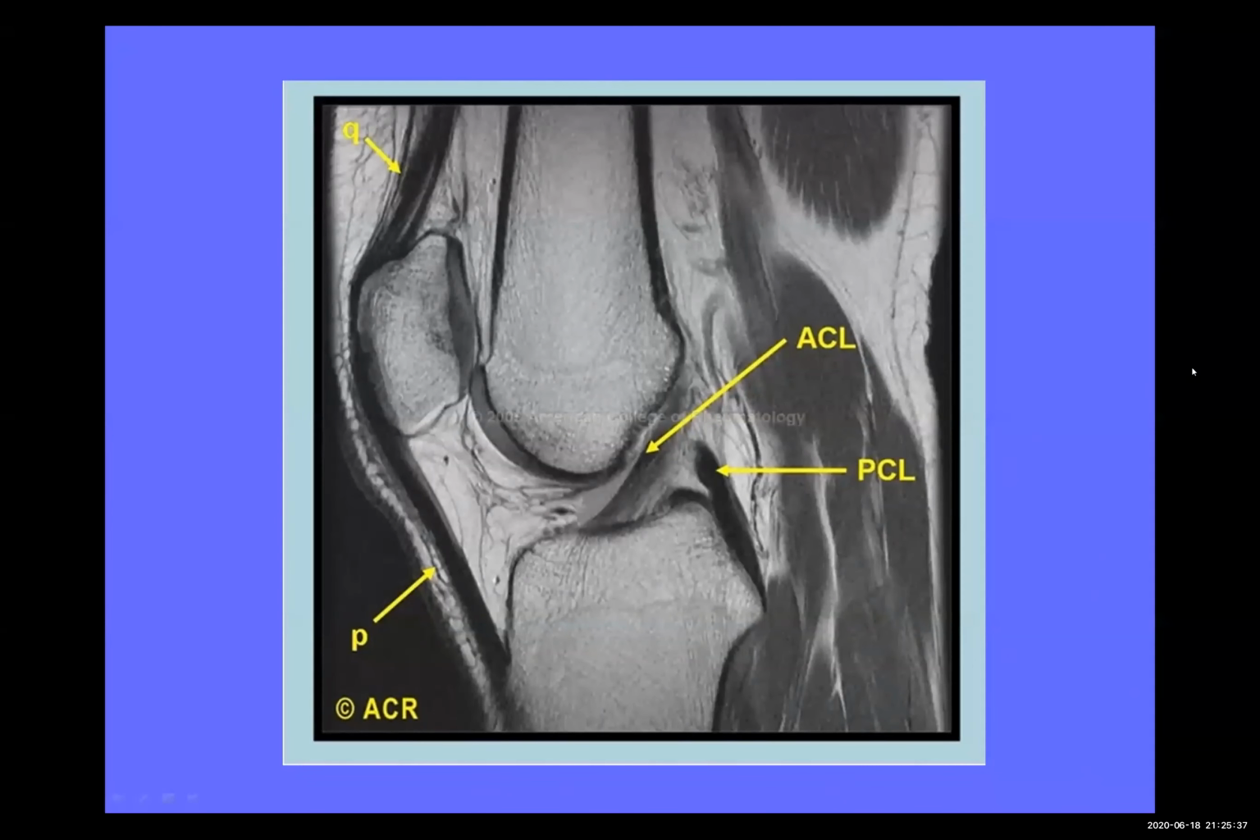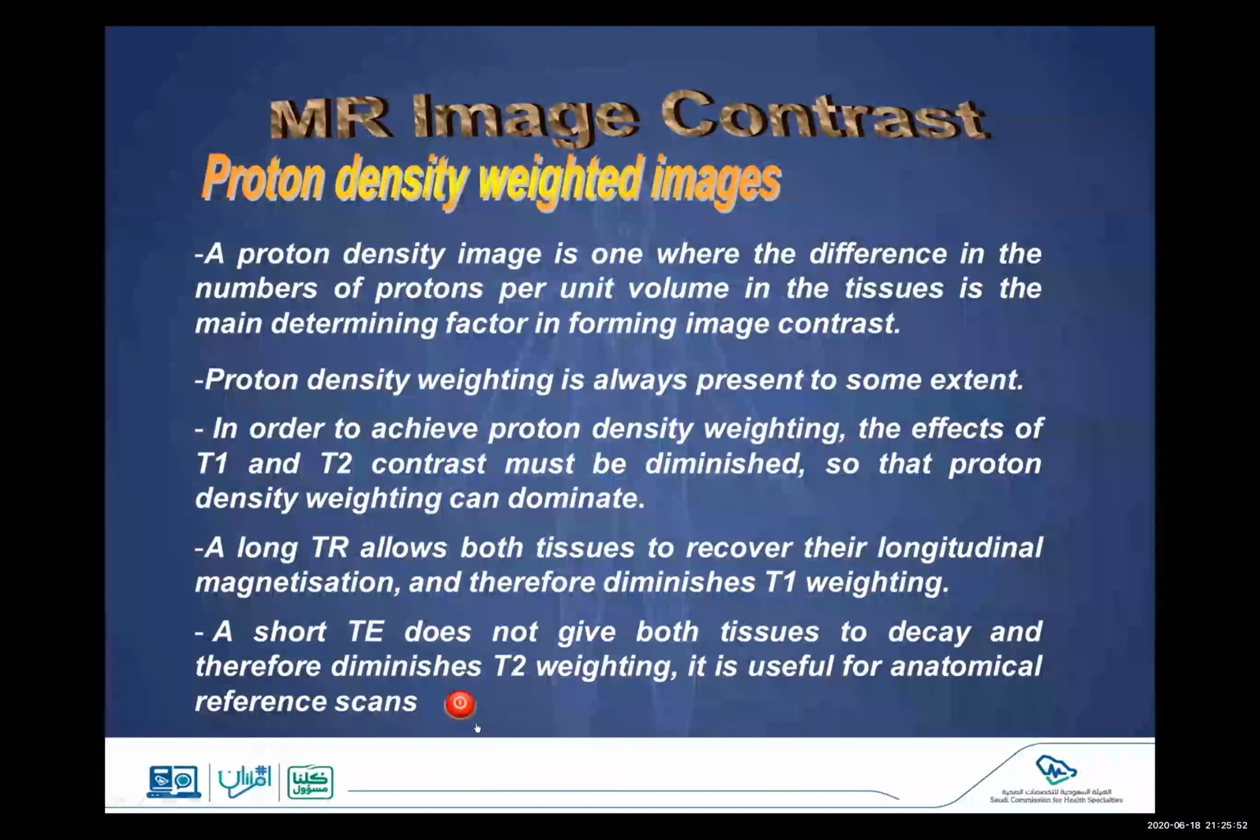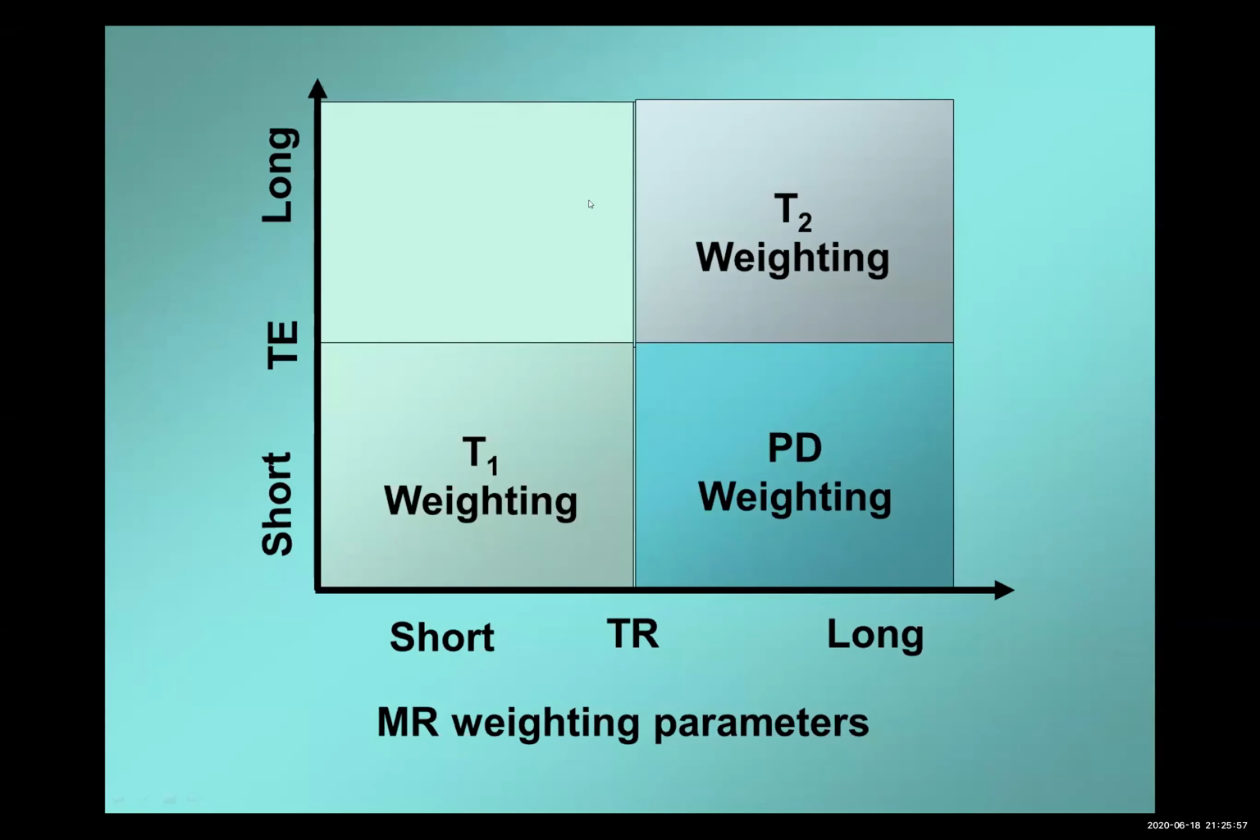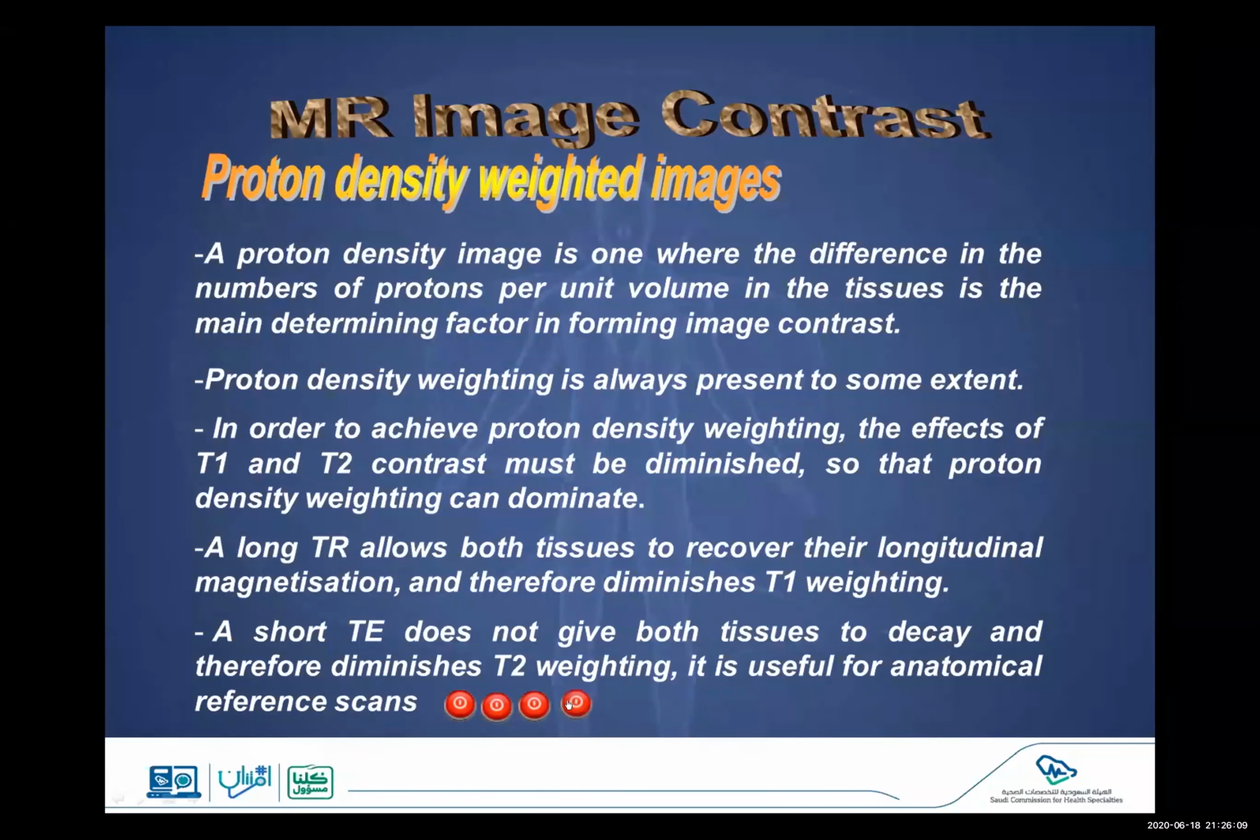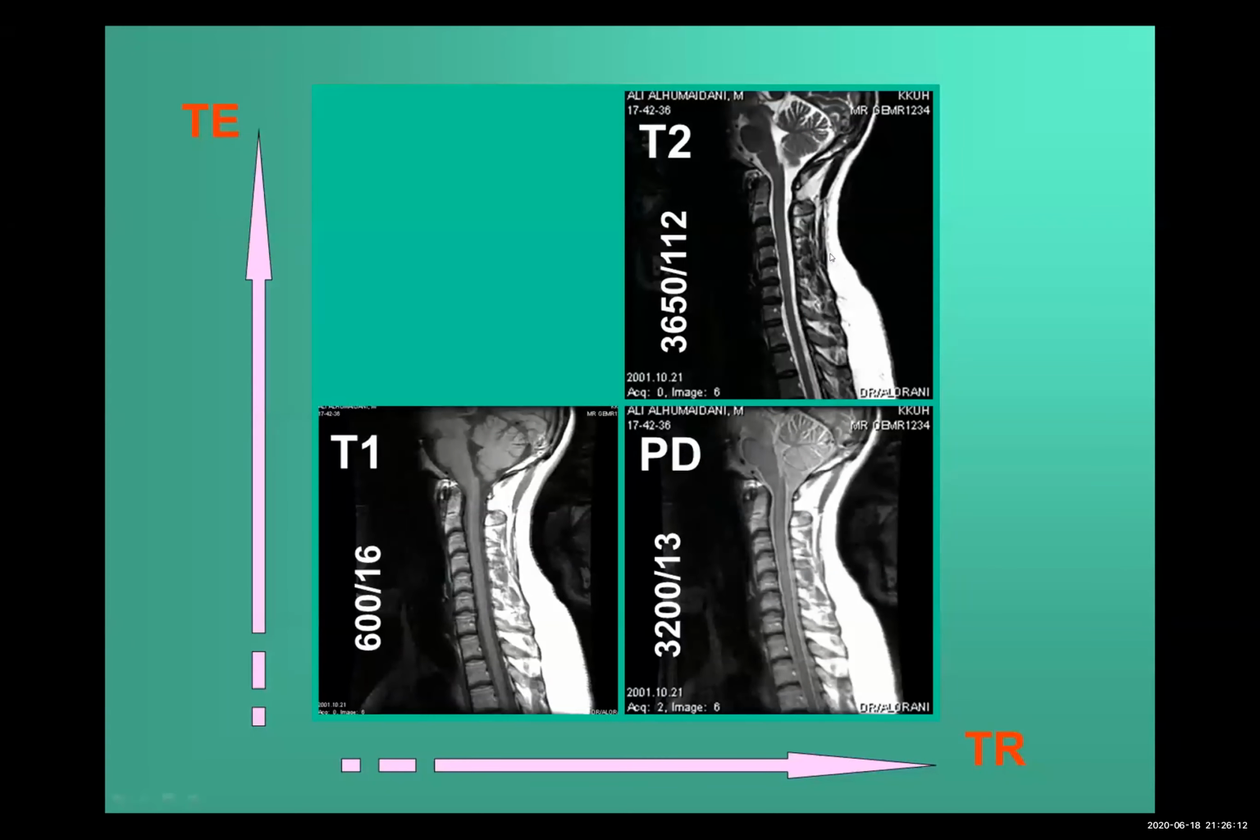Proton density is one of the images usually used in musculoskeletal imaging because it has good image contrast between different structures in the body. So again, that's the chart. Short TR and short TE produce T1 weighted images, long TR and long TE produce T2 weighted images, long TR and short TE produce proton density weighted images. Again, that's an example showing the CSF, how it looks in T2, how it looks in T1, and how it looks in proton density.